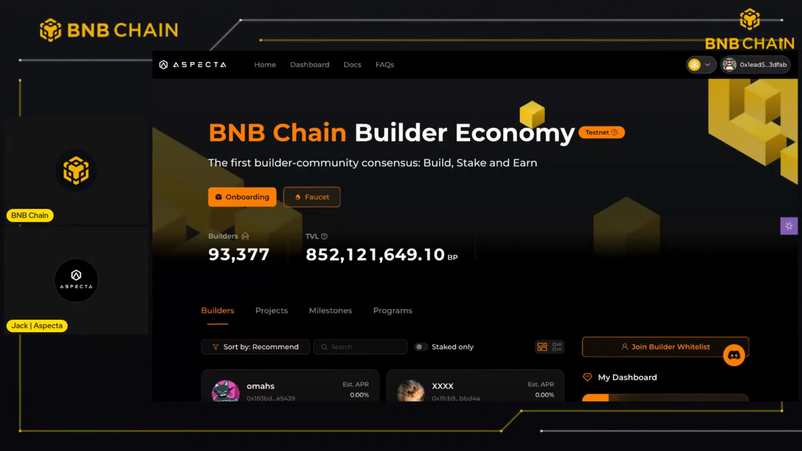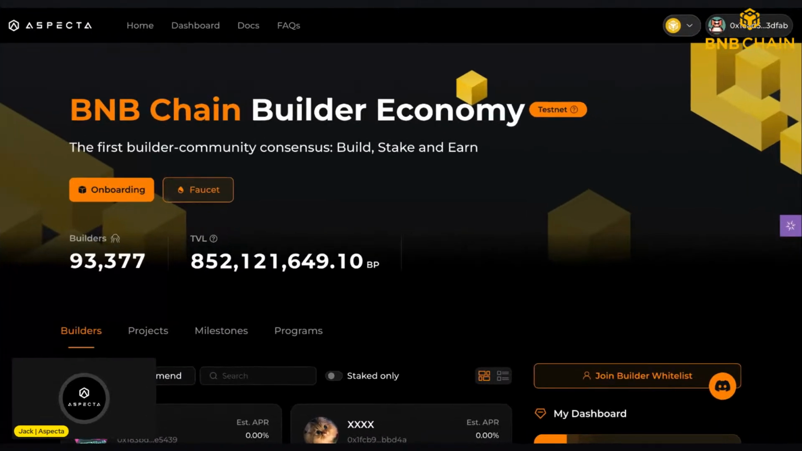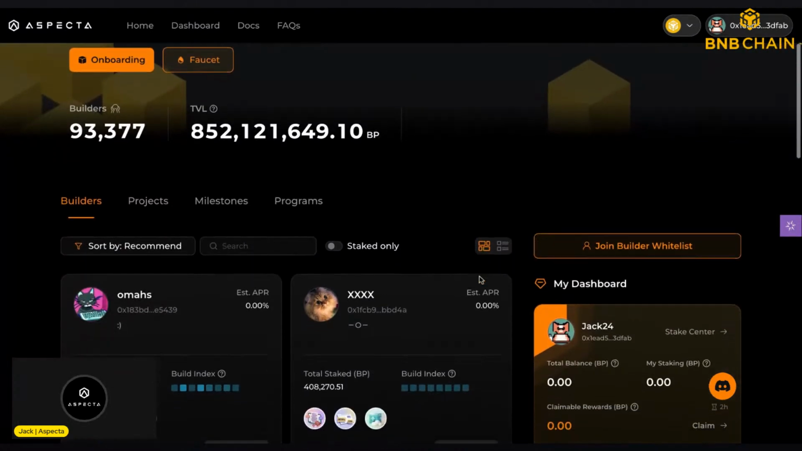Yes. Yeah. So actually, Specta is building two things. The very first thing I want to introduce is that we are building an AI-powered reputation ecosystem for all the developers around the world. So we build this BNB Chain builder economy. In this economy system, I think the very base layer is this AI-powered reputation system. So what is the AI-powered reputation system?